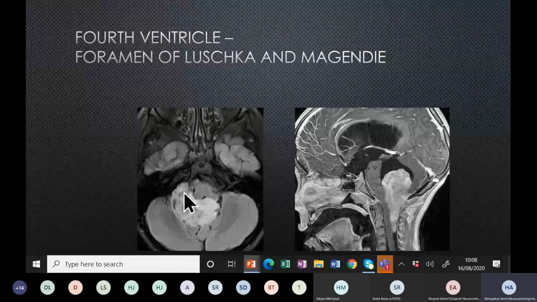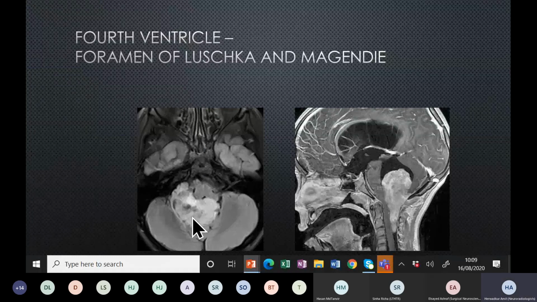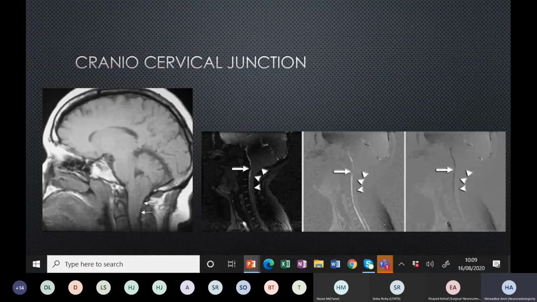And finally, the fourth ventricle obstruction. Here you've got a tumor within the fourth ventricle in the midline and going outside via the foramen of Luschka. This is an ependymoma, and here is another patient, again a tumor which has extended into the upper cervical canal itself via the foramen of Magendie into the cisterna magna over here. So these are 2 patients with ependymomas, just showing how intraventricular tumors can cause obstruction to CSF flow.